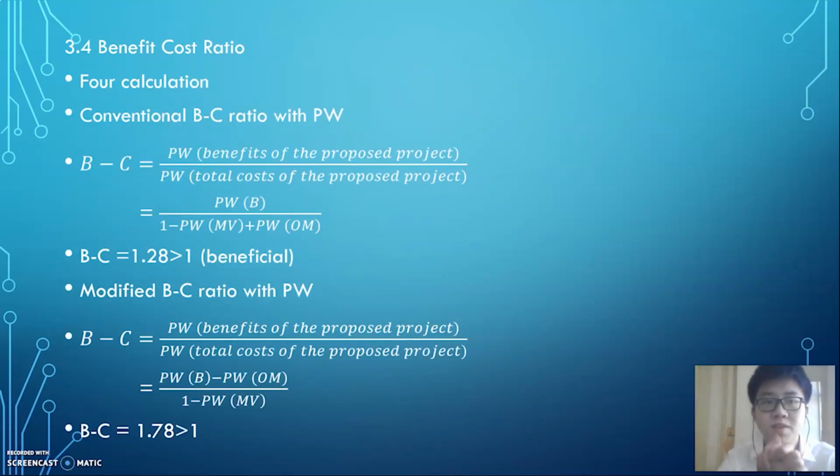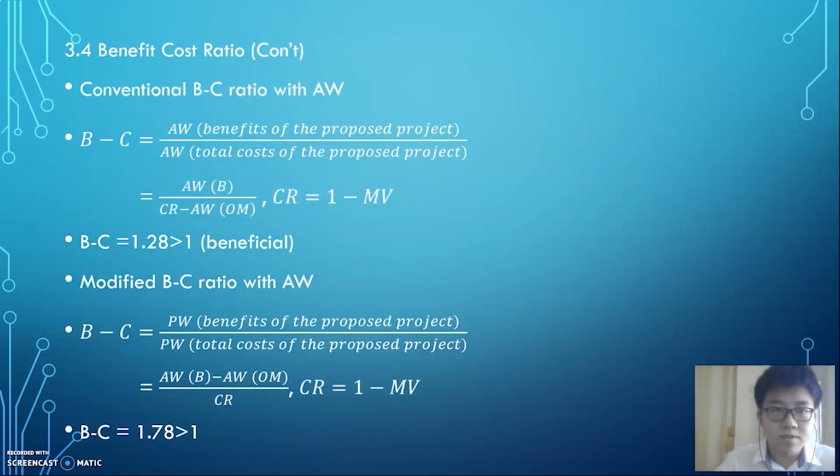So based on our calculation, the conventional BC ratio with PW is equal to 1.28, which is more than 1, so it is beneficial. And then for the modified BC ratio with PW, it is 1.78, which is also greater. Then for the conventional BC ratio with AW, also greater. And then for the modified BC ratio with AW, also greater.